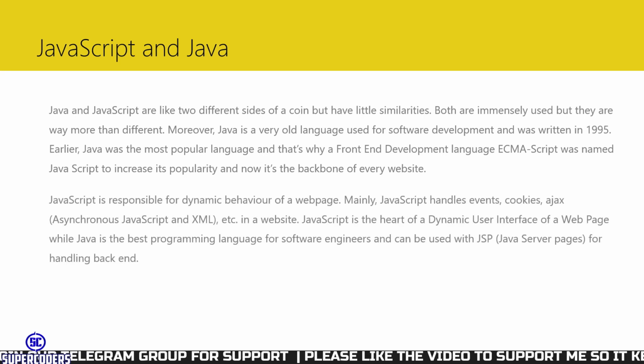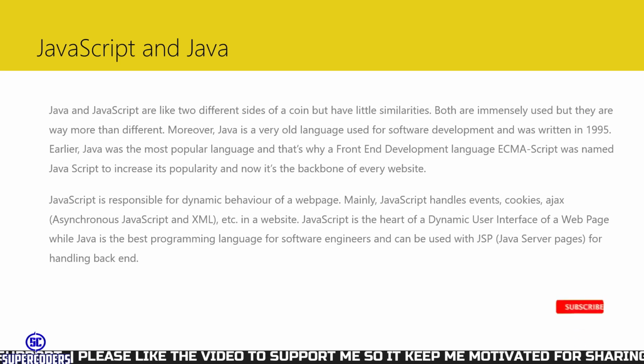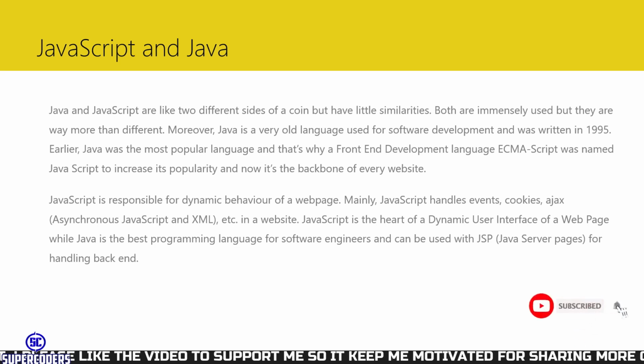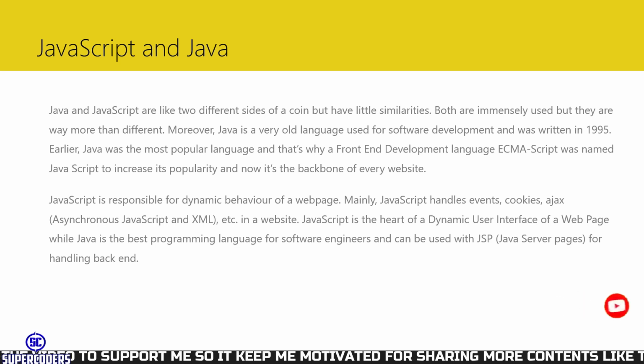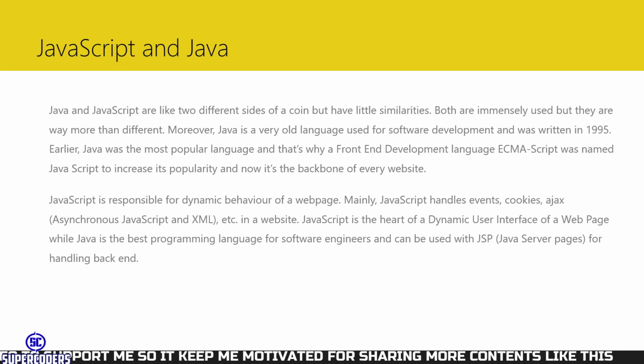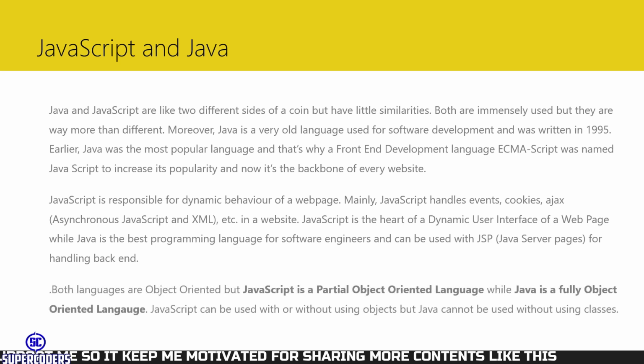Generally, we use JavaScript for HTML web page changes and changing web page design and web page attributes. But we can use Java for server-side coding in JSP and handling backend data like form submit. So there is a lot of difference between Java and JavaScript. Also, both languages are object-oriented, but Java is a fully object-oriented language.